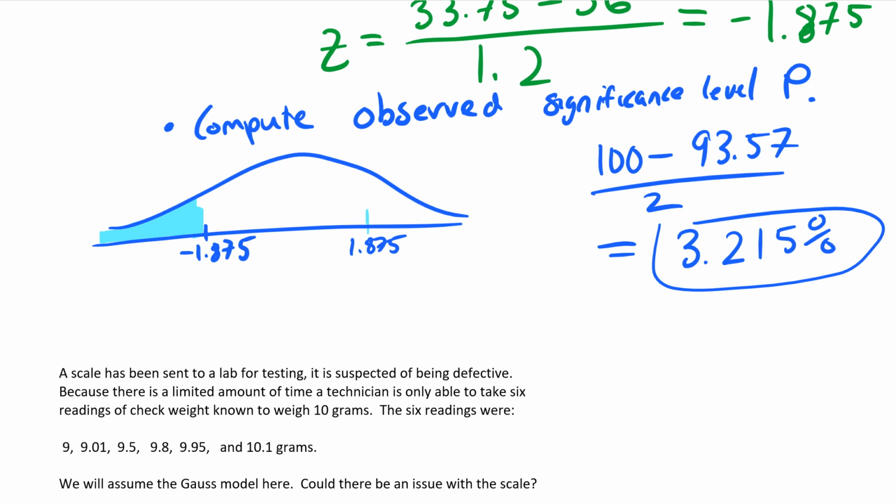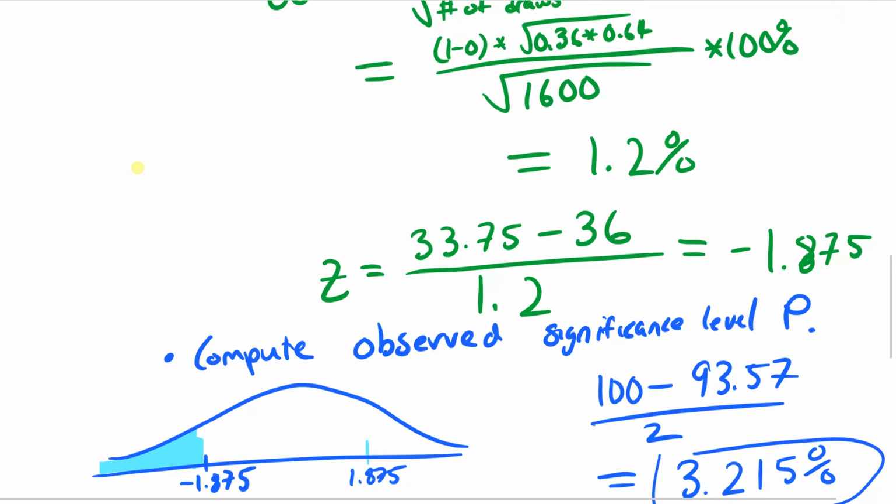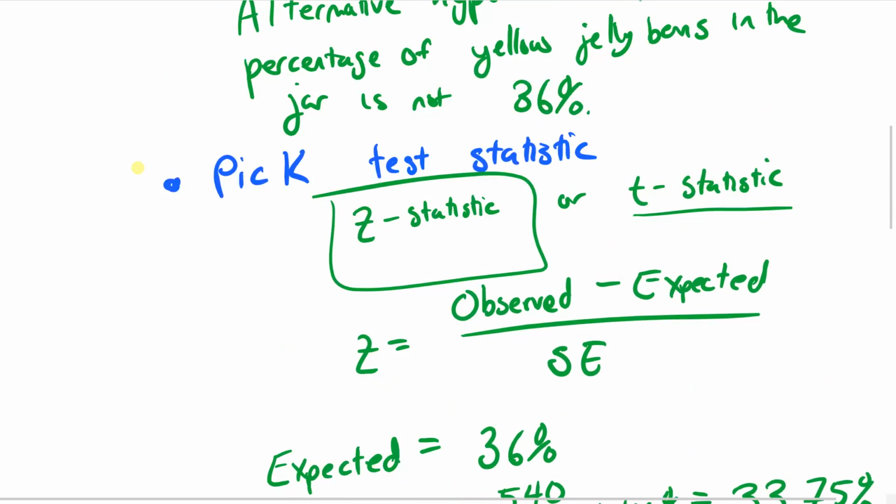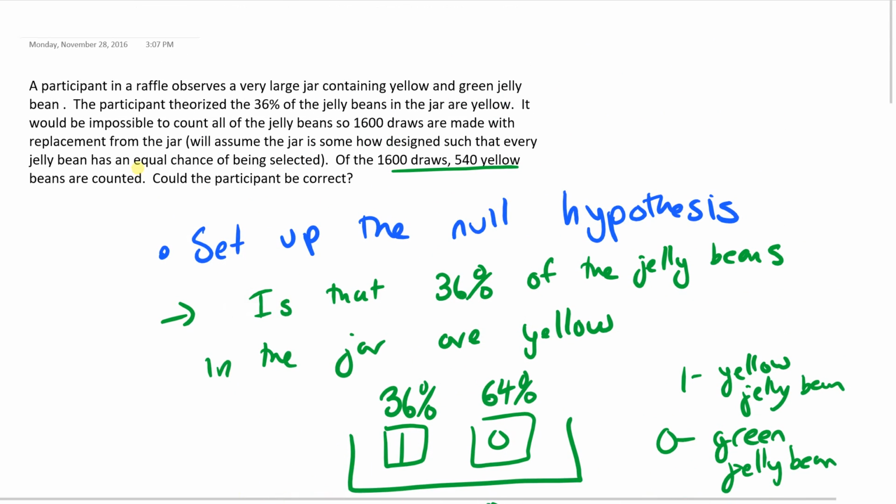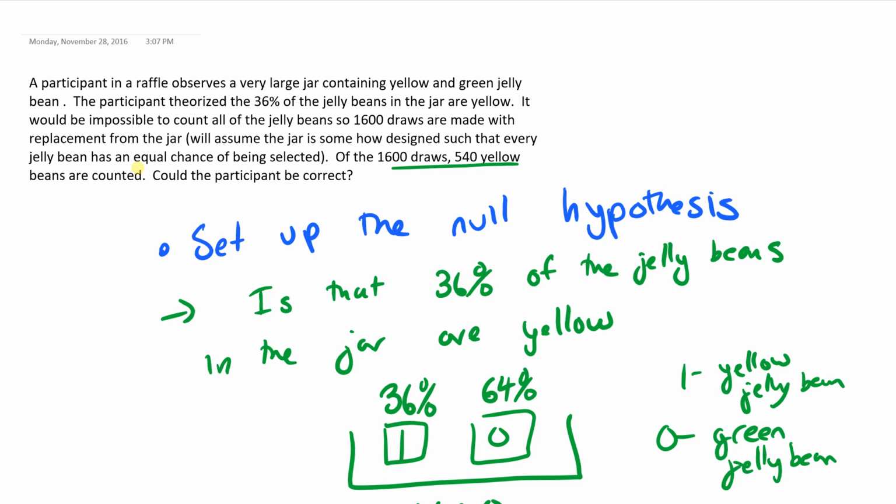The important part is P is less than 5%. That is statistically significant. Well, that isn't strong evidence against the participant being correct. It is evidence against the participant being correct. So we would conclude that the participant probably was not correct. That the percentage of yellows in a jar is probably not 36%.